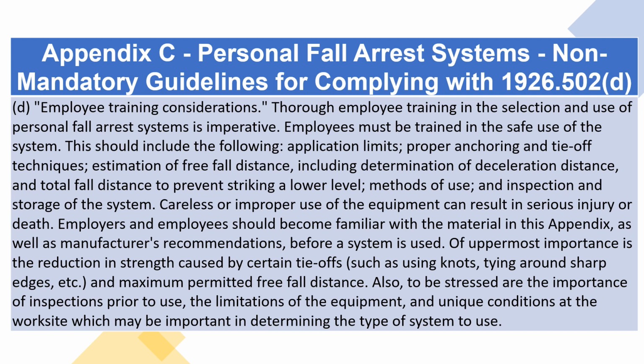Employers and employees should become familiar with the material in this appendix, as well as manufacturers' recommendations, before a system is used. Of uppermost importance is the reduction in strength caused by certain tie-offs, such as using knots, tying around sharp edges, etc., and maximum permitted free fall distance. Also to be stressed are the importance of inspections prior to use, the limitations of the equipment, and unique conditions at the worksite which may be important in determining the type of system to use.